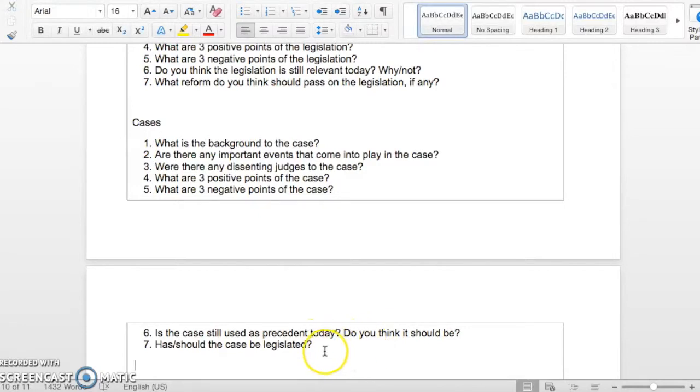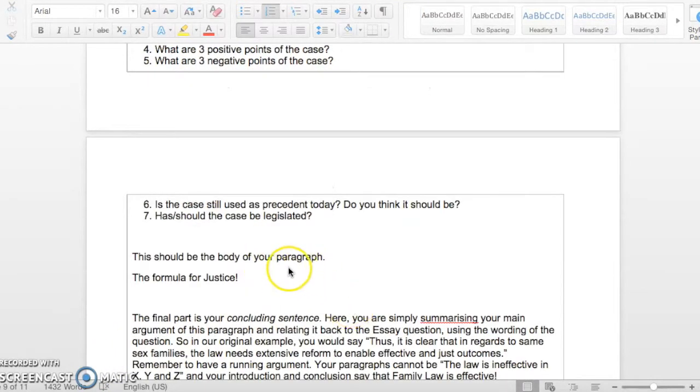So it's not just a case that is the first point of call for a lawyer or a judge to go to in deciding something. That's up to you to decide, and that should be the body of your paragraph. Of course, this is the formula for justice. So if somewhere along those lines you've mentioned those things that we talked about before, the idea of accessibility, resource efficiency, the rule of law, then that's a really good analysis, and that's how you should be analyzing it. So the final part is your concluding sentence of your paragraph.